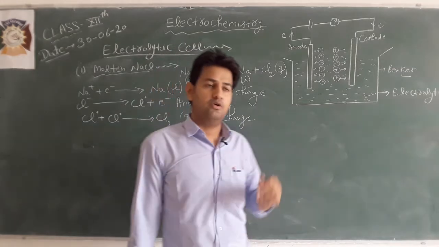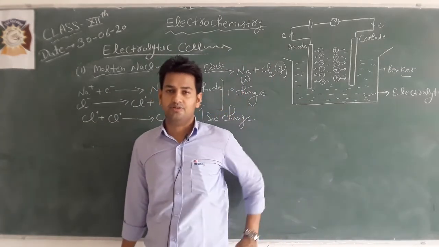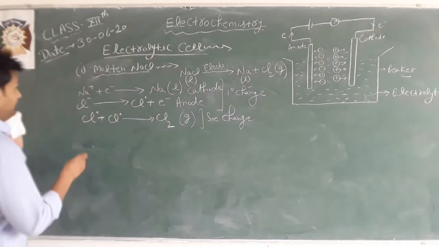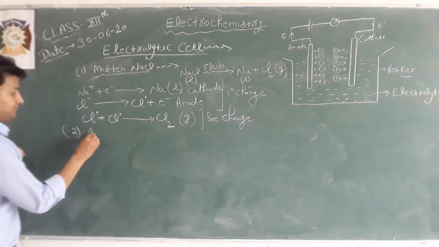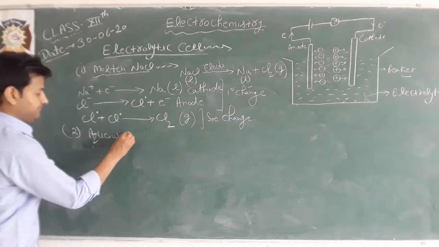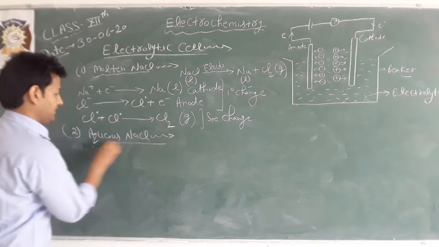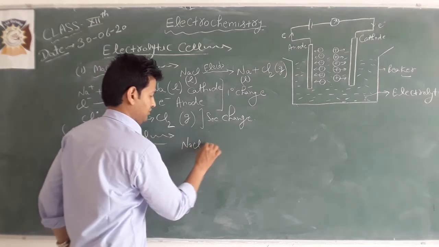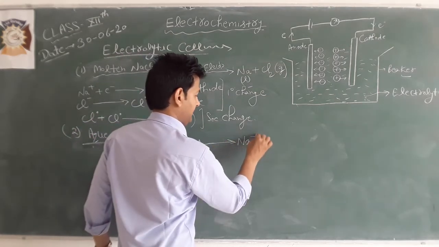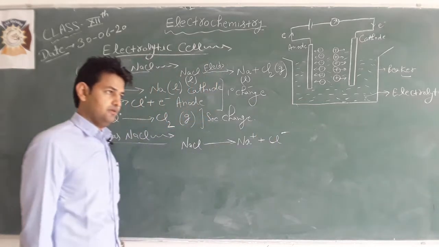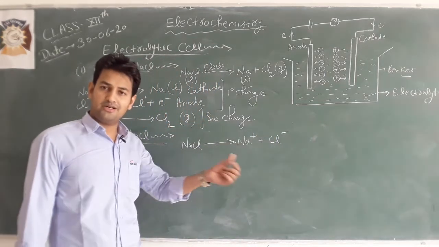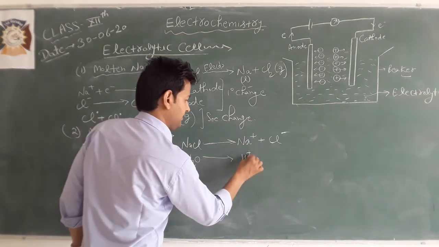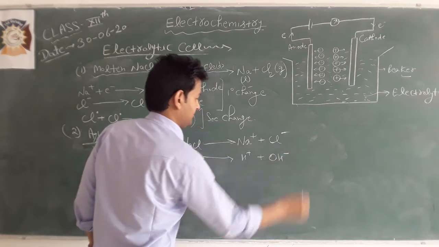Now we take an example of aqueous NaCl. Aqueous means water is also present in the solution. So let's discuss: when we take an aqueous solution of NaCl, what will happen? When NaCl undergoes electrolysis, it will form Na plus and Cl minus. Some molecules of water also undergo electrolysis because it is in aqueous solution, forming H plus and OH minus.